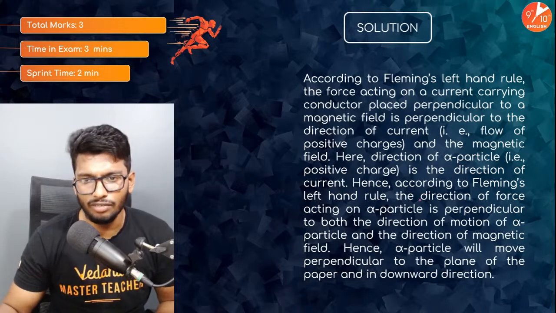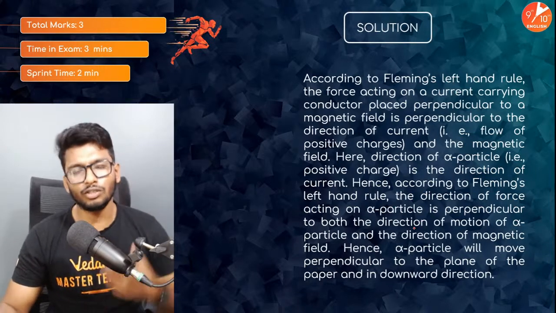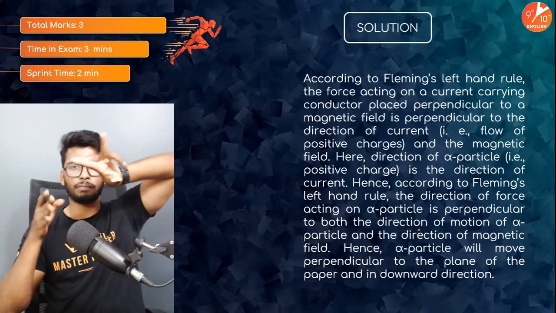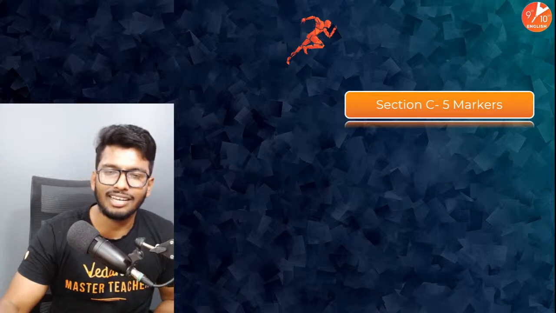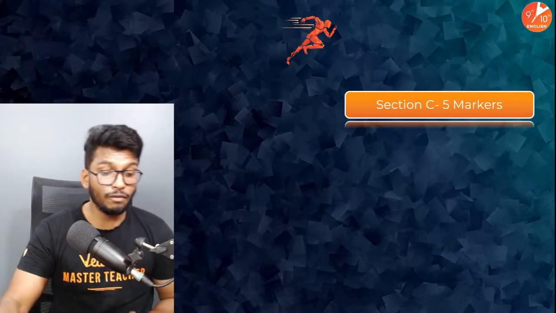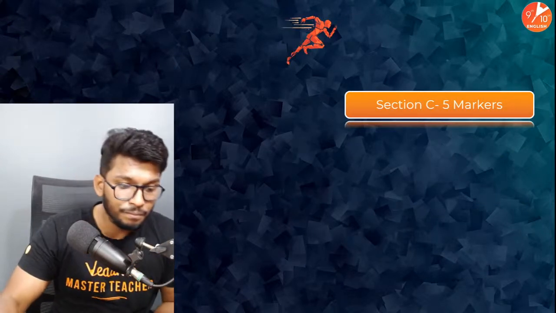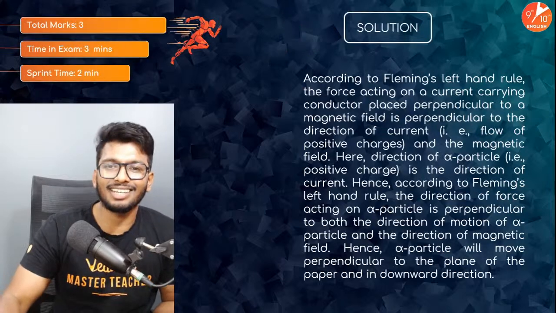So according to Fleming's left-hand rule, the direction on the alpha particle is perpendicular. Obviously, it's going to be perpendicular. Basically, it'll be into the page. All right. So that is the answer for this question.